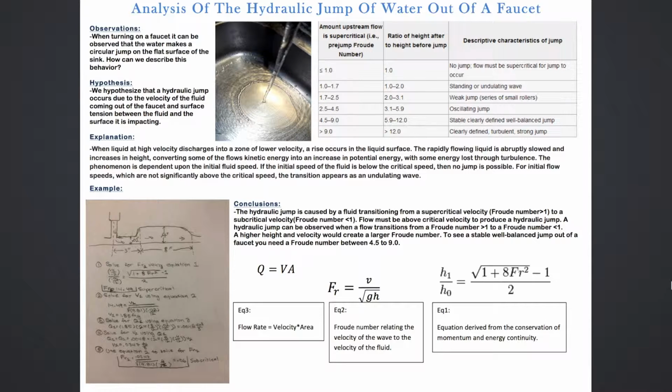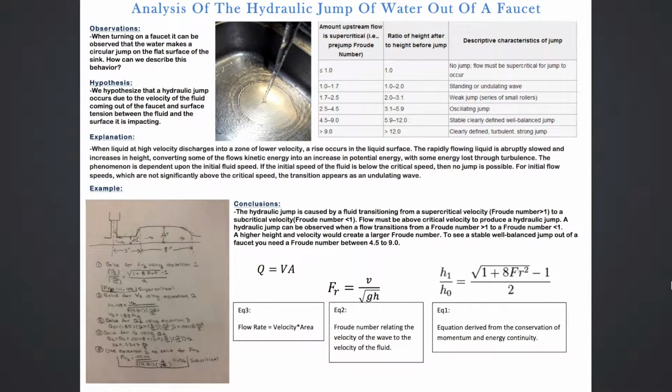Our example below displays how we found our initial and final velocity, along with supercritical and subcritical Froude numbers. In our first step, we started off by solving for the initial Froude number by using equation 1, which is derived from the conservation of momentum and energy continuity. Since the Froude number is greater than 1, we determined that the initial speed was supercritical.